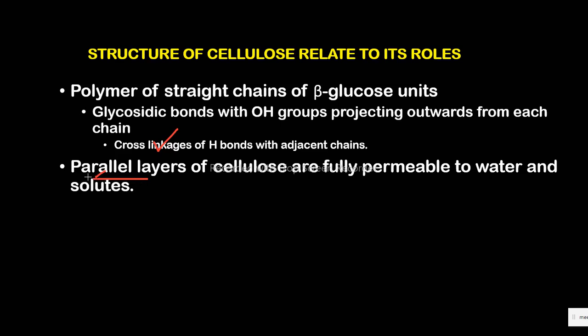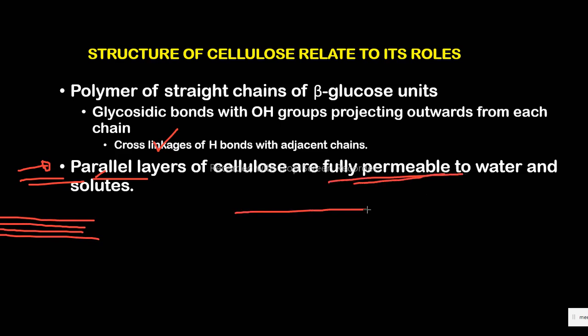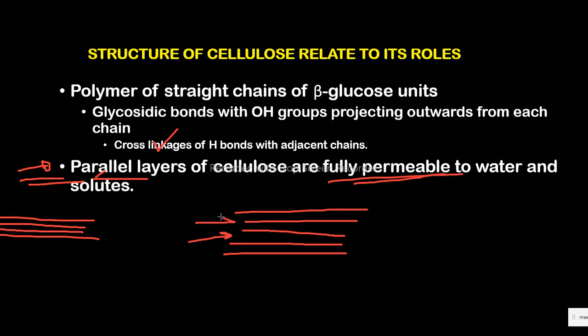So the cellulose fibers, the macrofibrils and the microfibrils, and the cellulose strands, they are all parallel. They are all parallel, which makes the cellulose fully permeable to water, because the fibers are parallel to each other within a cell wall. This creates space within the cellulose cell wall. You can see. And so these spaces are the ones that will fully allow movement.